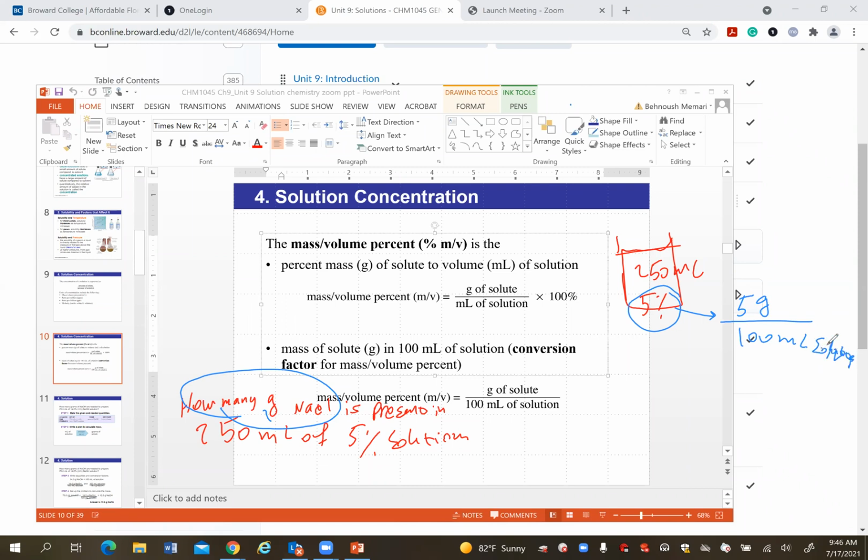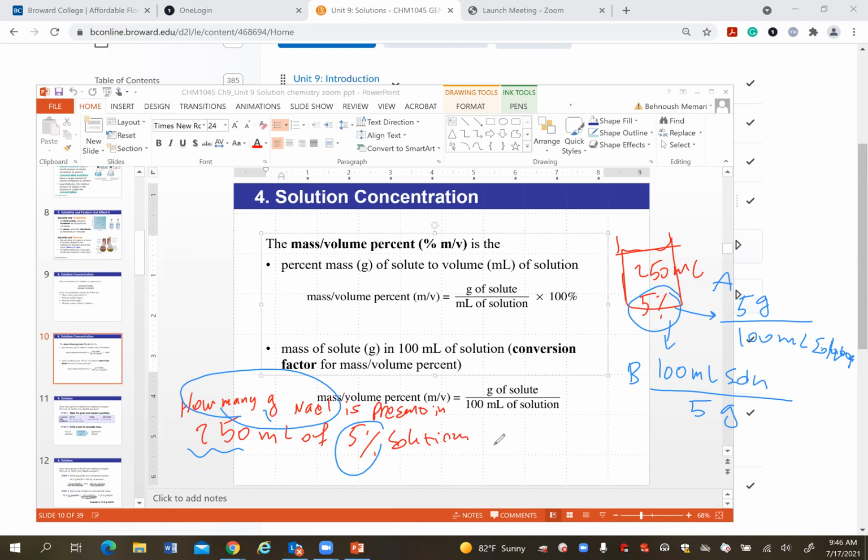SOLN is an abbreviation for solution. I'm going to write that. Or you would say 100 milliliter of solution over 5 gram. So these two are conversion factors. If I call this conversion factor A and this conversion factor B, what is the other given information for me? The given information is 250 milliliter.